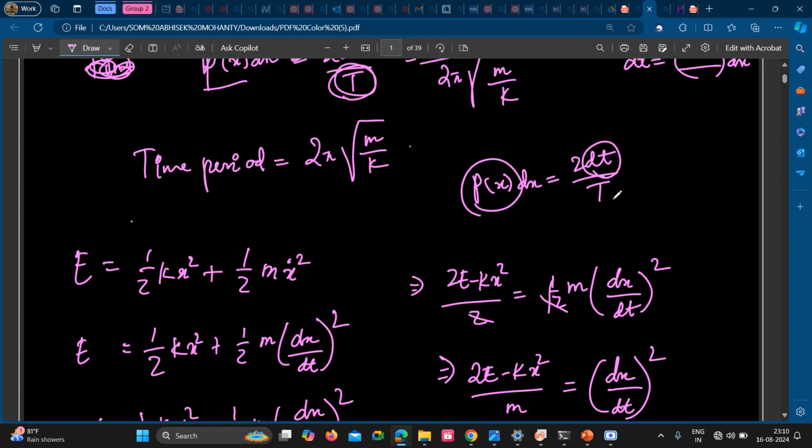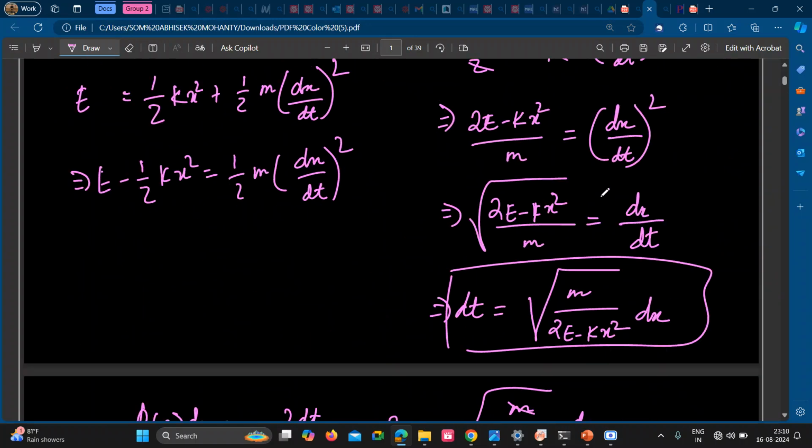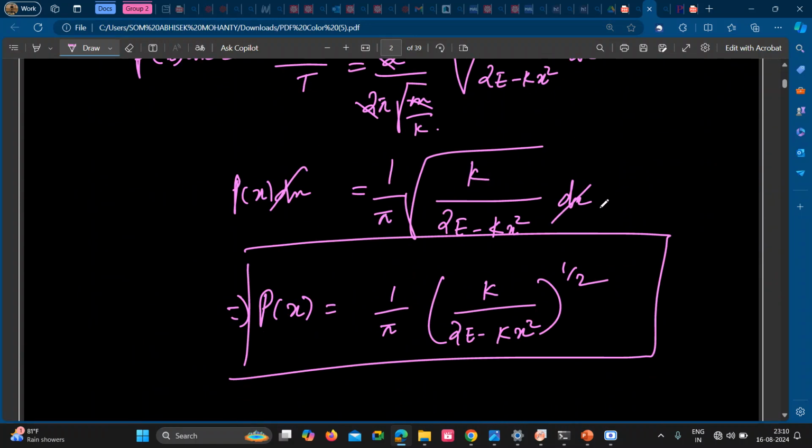Probability P(x) dx is equal to 2 dt by T. This is a very important formula. Okay, you have to remember this. I hope you got it. If you did it, then we can move to the next question.